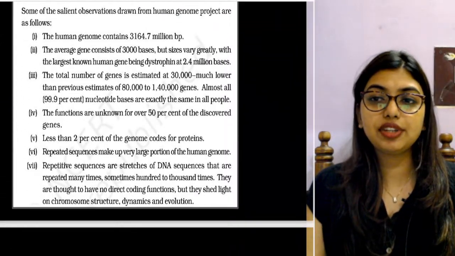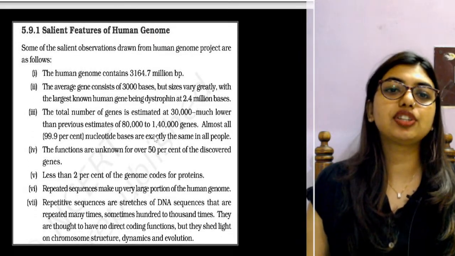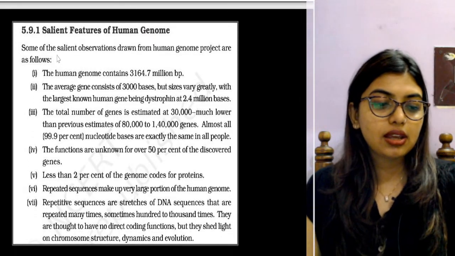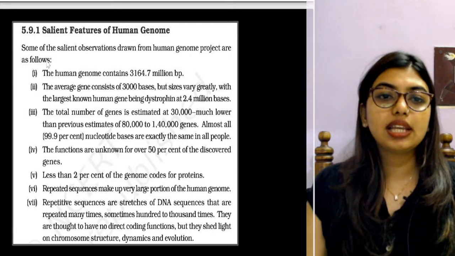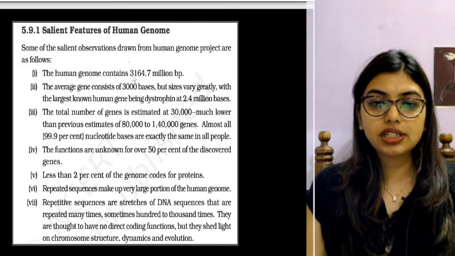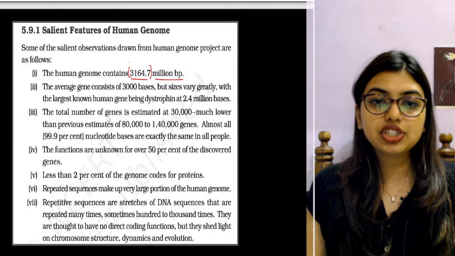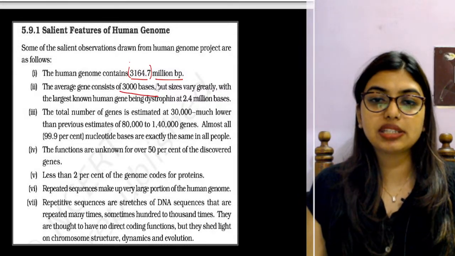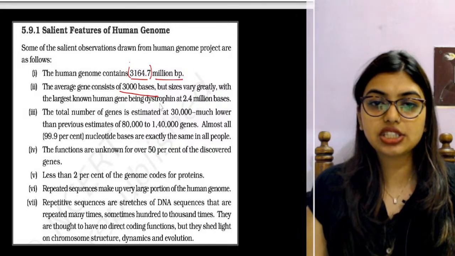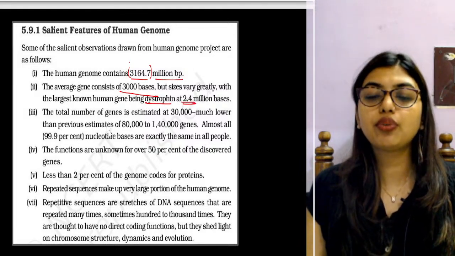Now, salient features of human genome. Salient features of human genome, students. The human genome contains 3164 million base pairs. The average gene consists of 3000 bases but varies greatly, with the largest gene known as dystrophin with 2.4 million bases.